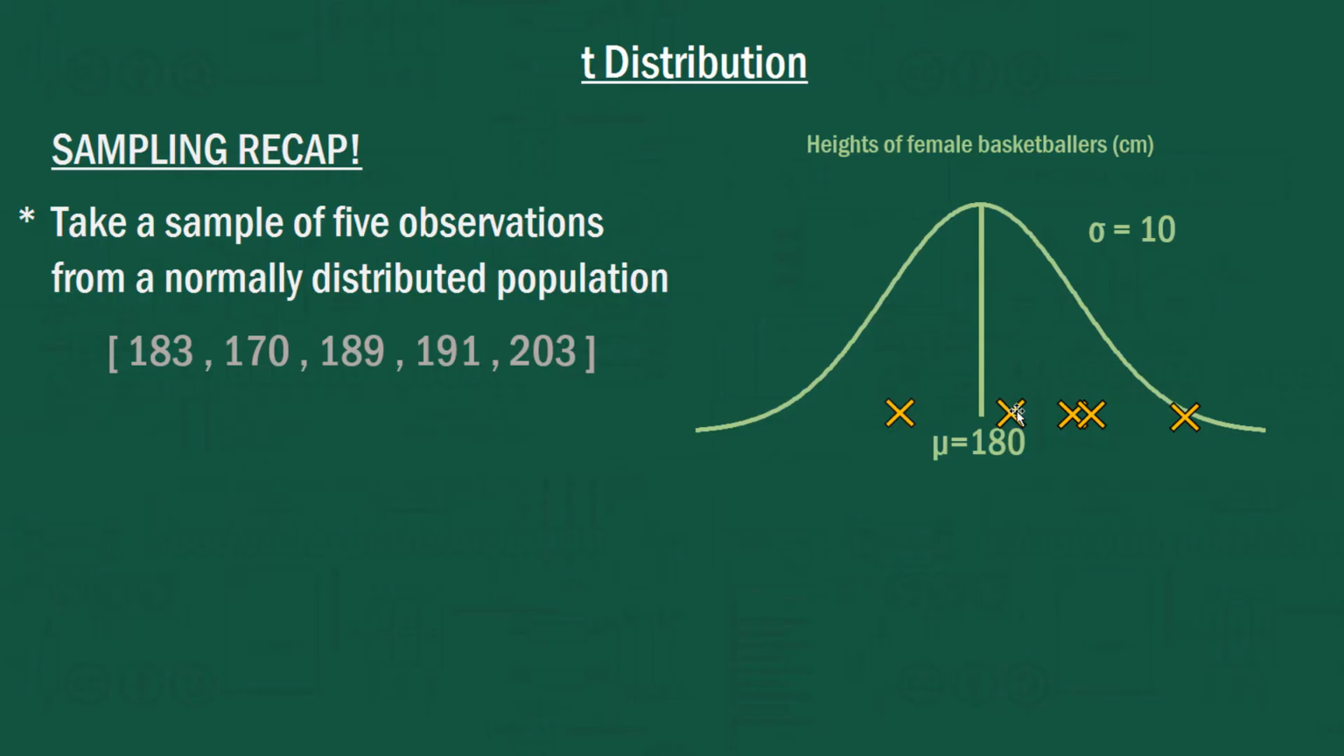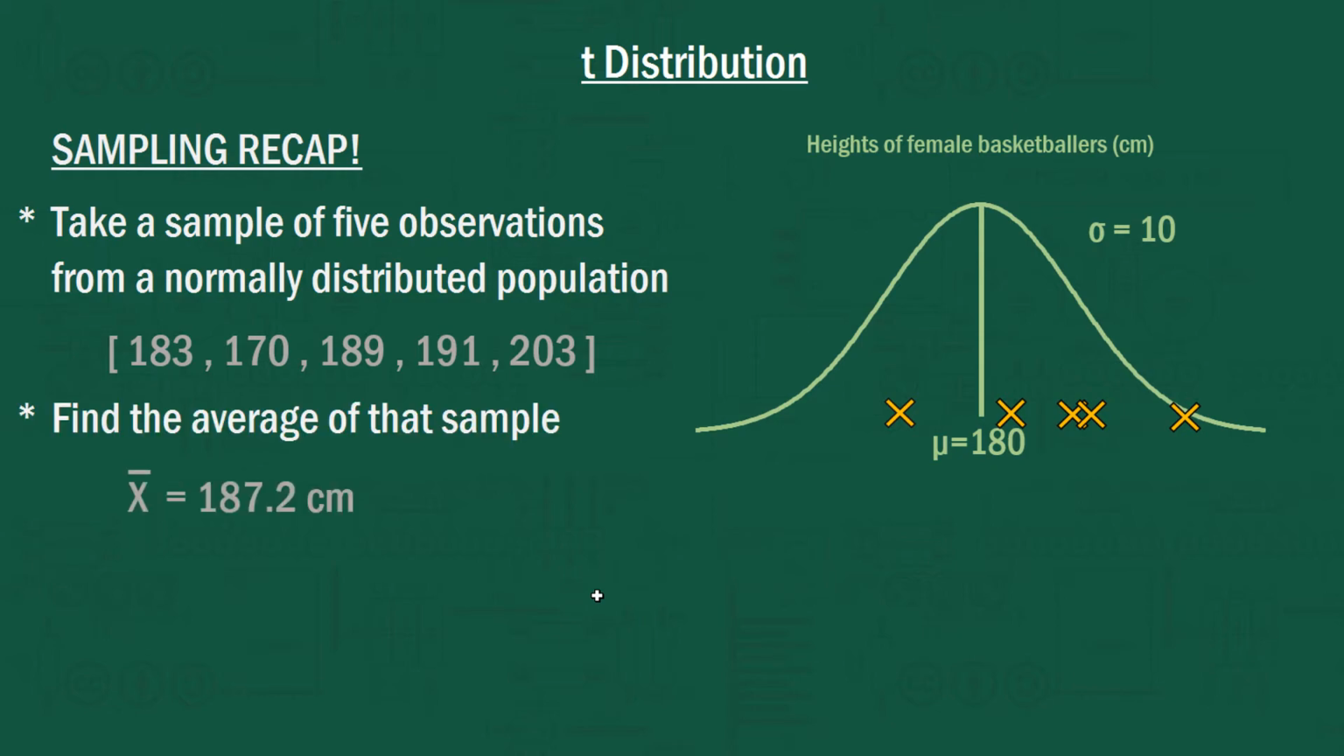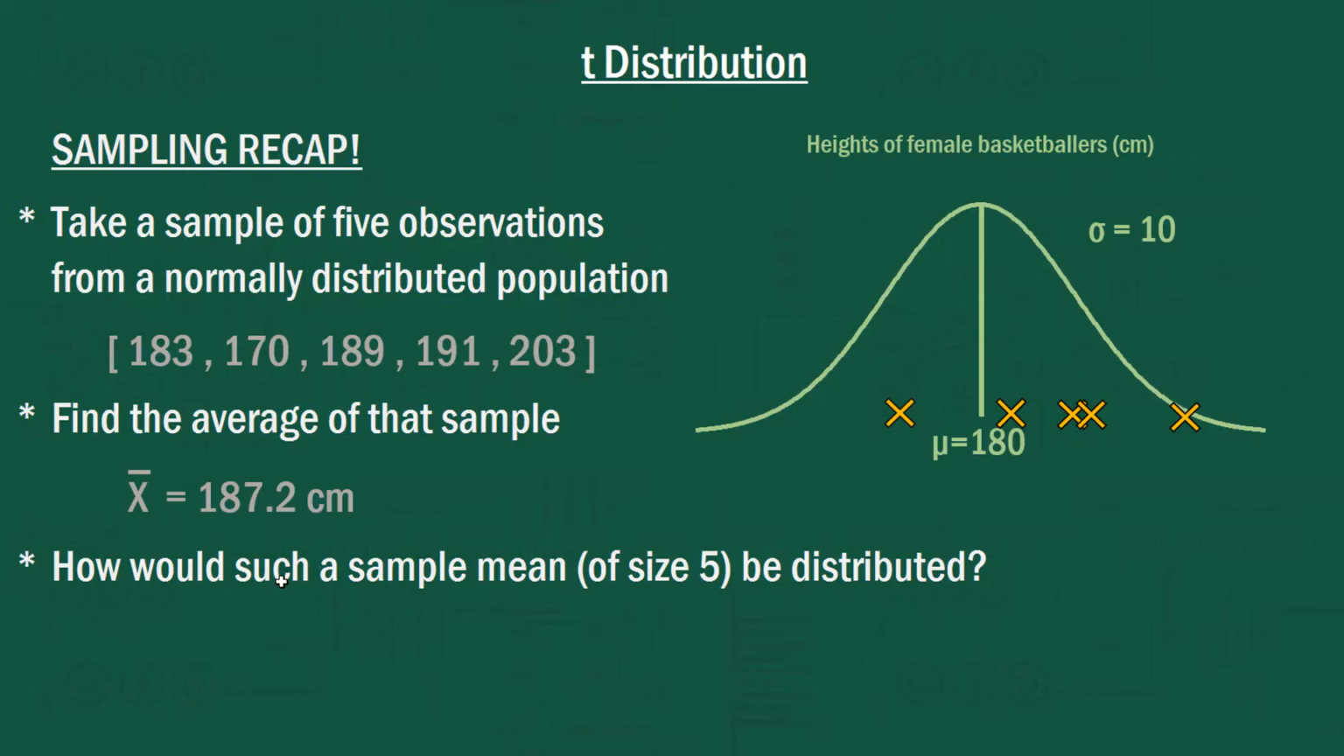And you can see that generally we've selected a sample that happens to be a little bit higher than the mean on average, right? And if I was to ask you to find the average of that sample, quite simply we're just adding everything up and dividing by 5, and we'll find it's 187.2 centimeters. Now the question is, how would such a sample mean be distributed?